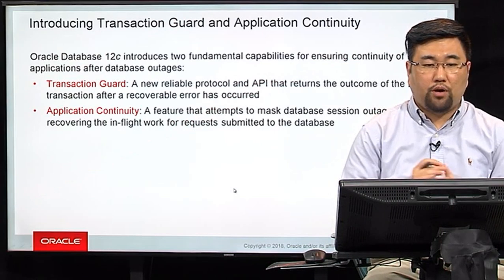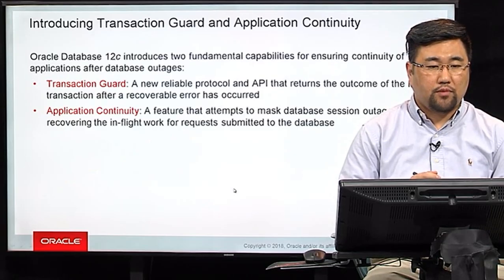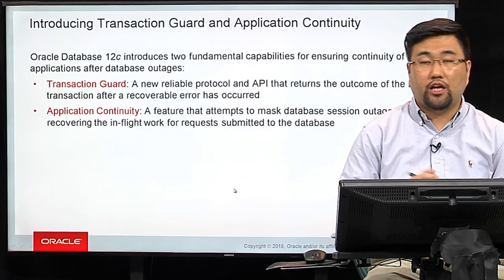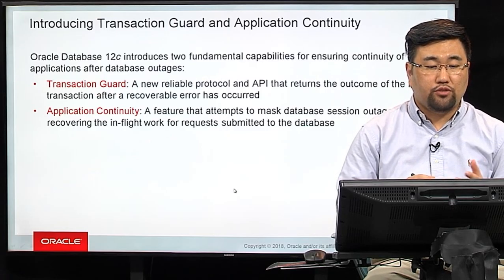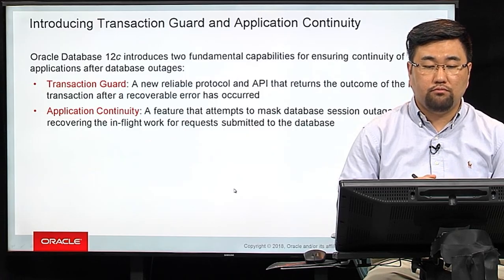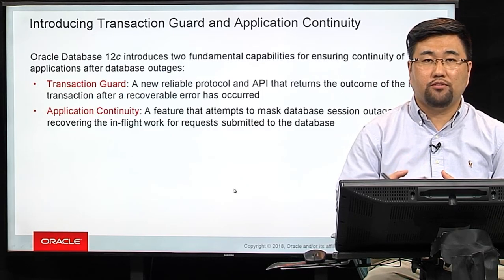Okay, so let's get into part 2 of lesson 10. And the second part is about Transaction Guard and Application Continuity. Transaction Guard is a new reliable protocol. This allows us to retrieve last transaction commit status.